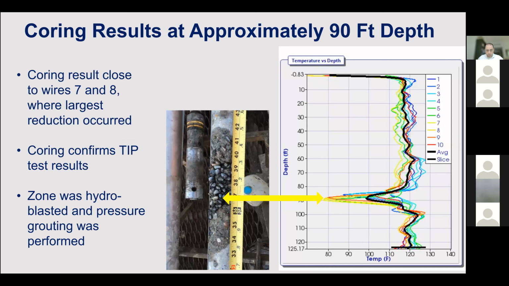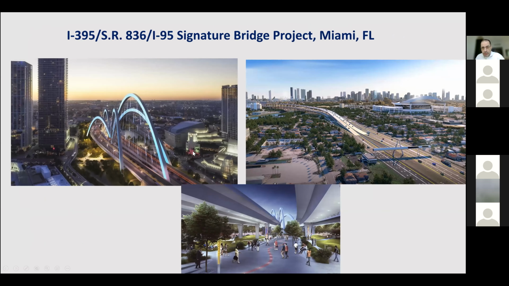So the concrete coring results confirm that there's a problem around this length, around this depth. So the interpretation of the thermal was confirmed by the concrete core, and it was hydroblasted and pressure grouted to rectify the problem. This is another project in Miami.